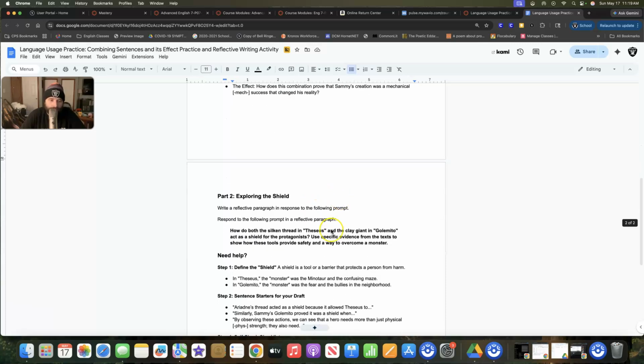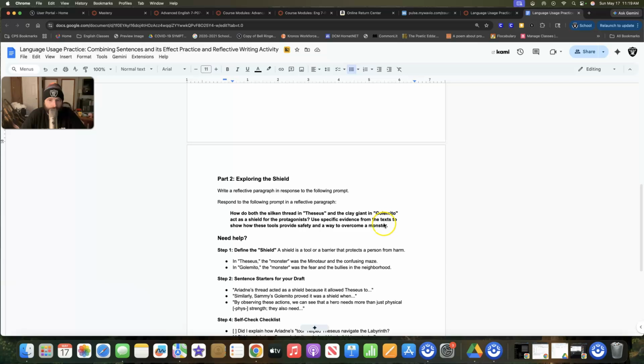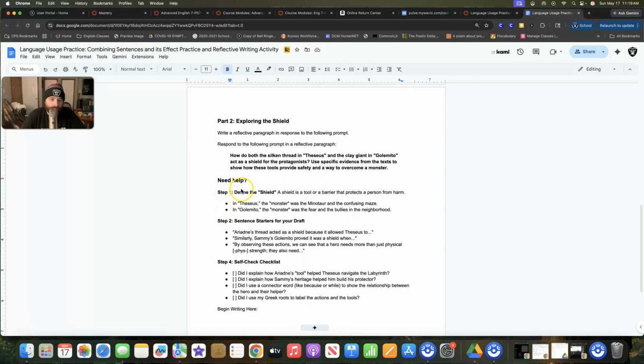Now, moving on to the second part of this, where you're going to write a full paragraph. Now, here's the question. How do both the silken thread in Theseus and the clay giant in Golemito act as a shield for the protagonist? That is your question. So they are both shields, and you need to talk about both of them in your response, right? Use specific evidence from the text to show how these tools provide safety and a way to overcome a monster.